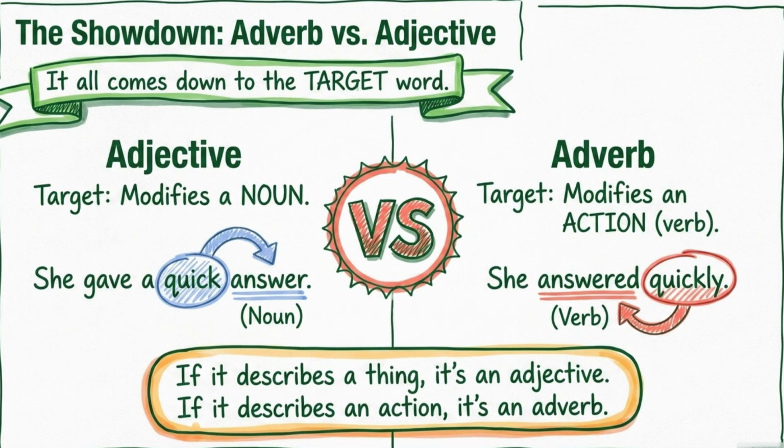The showdown: adverb versus adjective. When you're stuck choosing between an adverb and an adjective, it all comes down to the target word. If it modifies a noun, you need an adjective. She gave a quick answer. If it modifies an action, you need an adverb. She answered quickly. Simple rule: describes a thing, it's an adjective. Describes an action, it's an adverb.